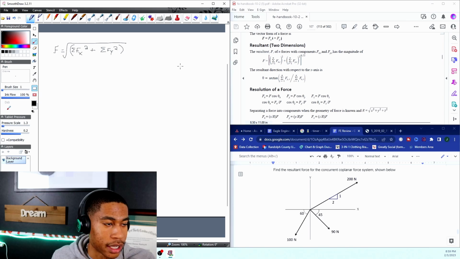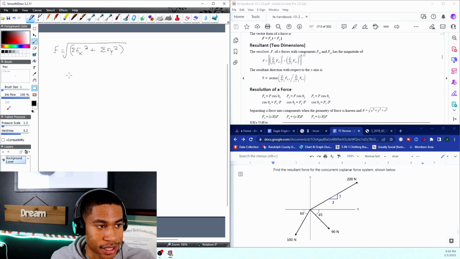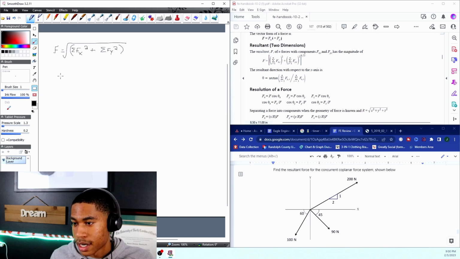Okay, that's all this resultant is saying. If you know the triangle, x squared plus y squared, take the square root of it and it gives you your resultant. This is the same thing, but it's just with forces. Okay, so now that we know that, let's look at our problem again.